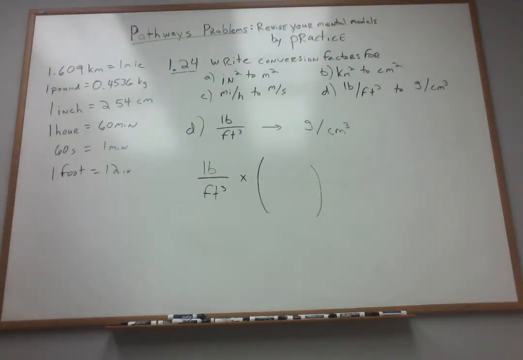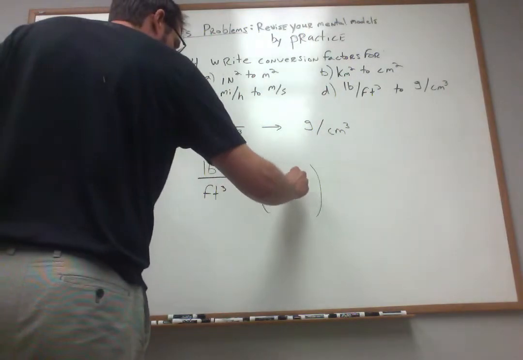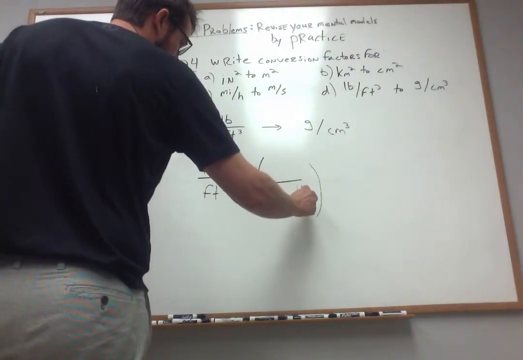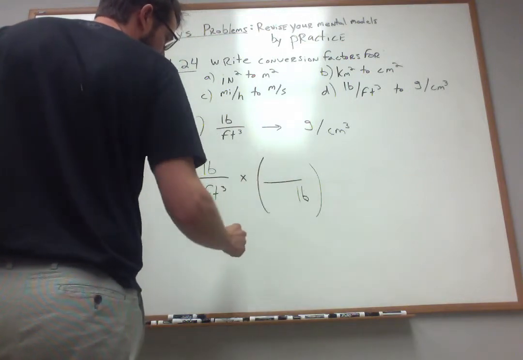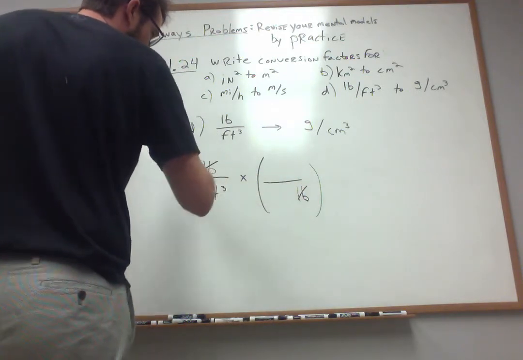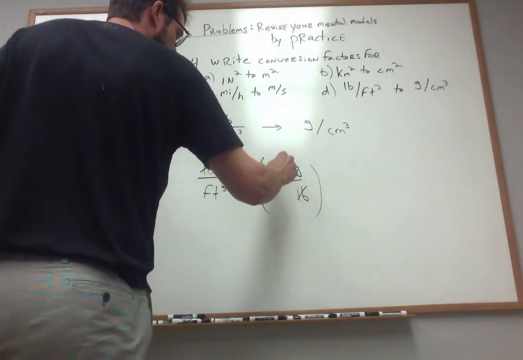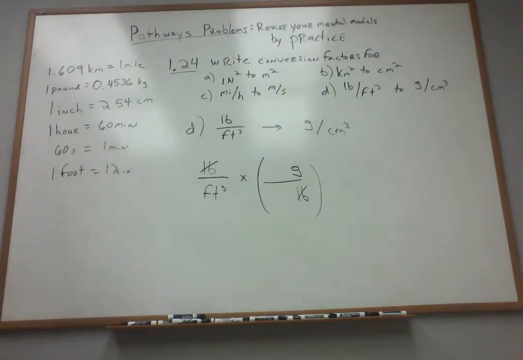First thing I know, we don't want pounds units in our answers. We want gram units. So we're going to need to get rid of the pound units. That's our undesirable unit. And if I put a pound unit down here in the denominator, ultimately that's going to cancel out, right? And that's what I want. So I'm going to start with that, and I'm going to put my desired unit up here in the top of the fraction. And remember, I want grams.